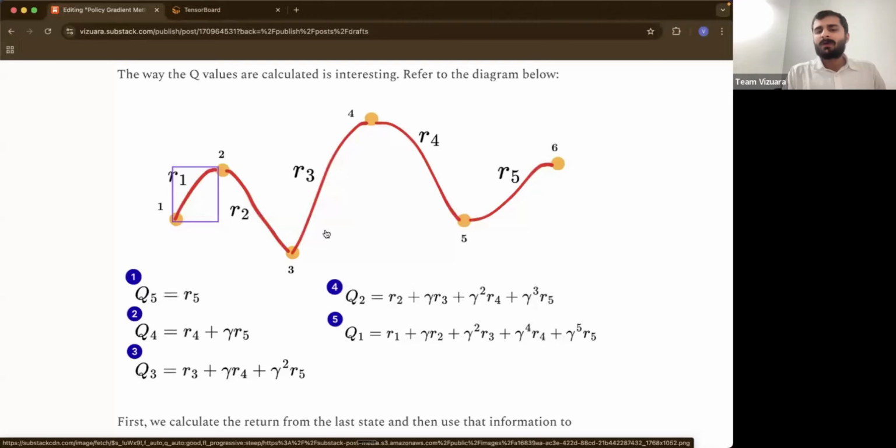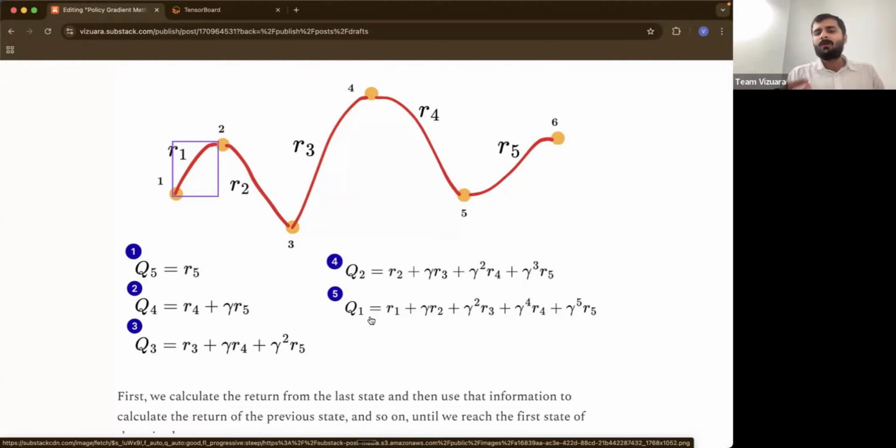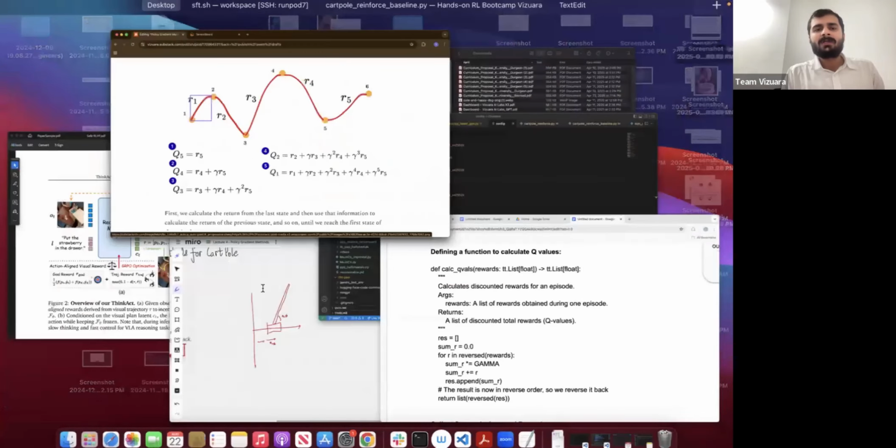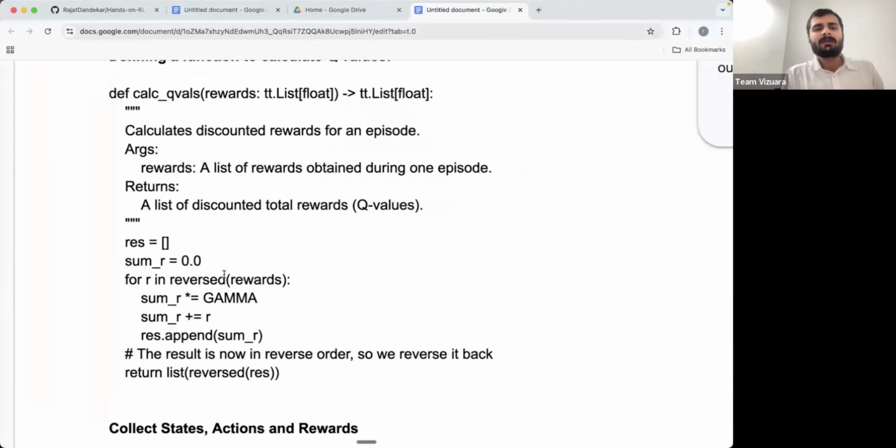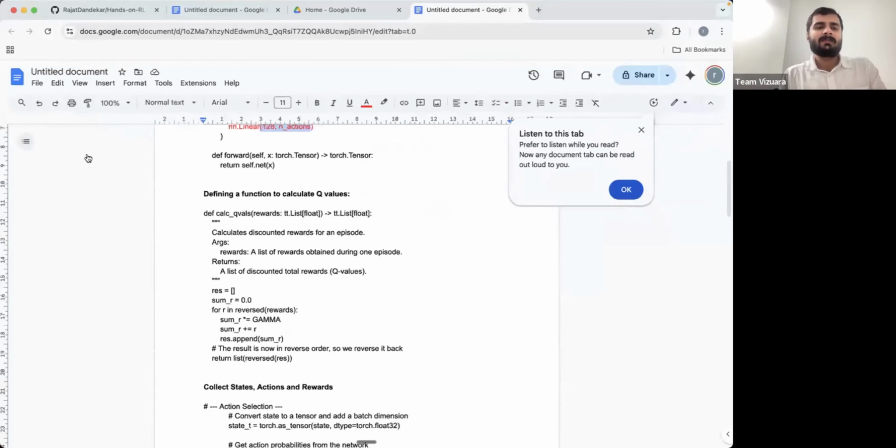Now what we are doing for Q3 is R3 plus the discounted value of the next reward plus the discounted value, which is gamma square, of the one after. Now R4 and R5 are already known from the previous two steps, so all we need to do is add the reward. So this makes the Q value calculation very easy for all the states which are encountered in that specific trajectory. And that is exactly what is done in this function. Let me share this file with all of you so that you can follow along as I am explaining it.